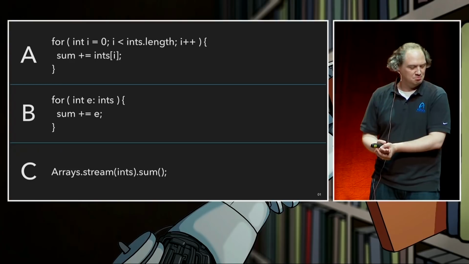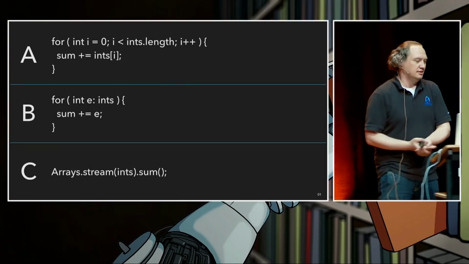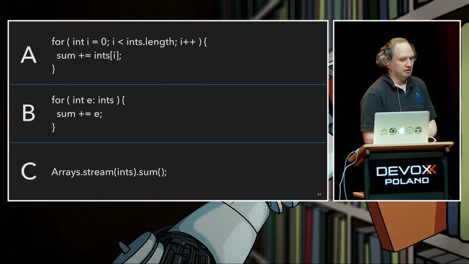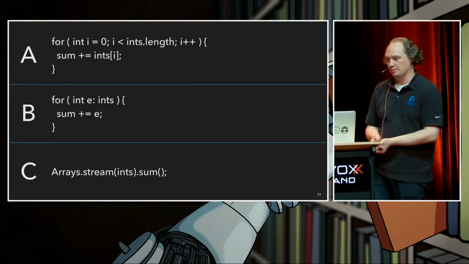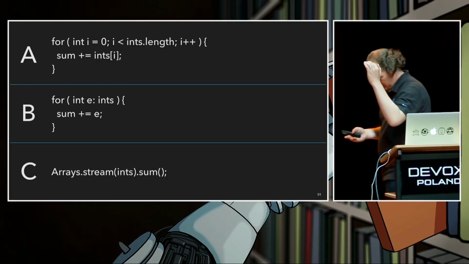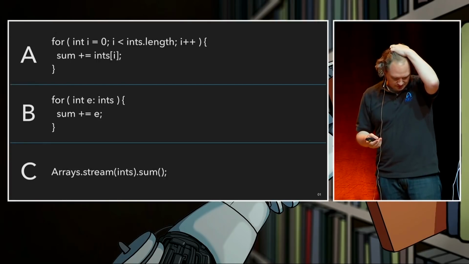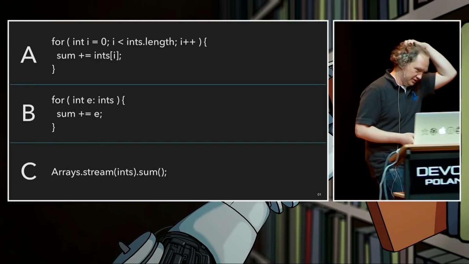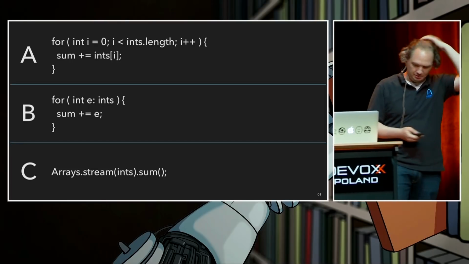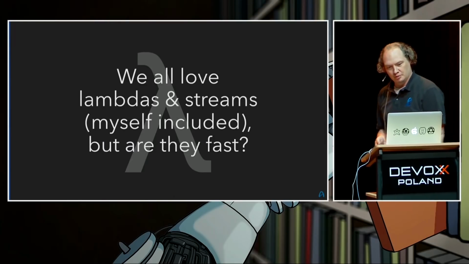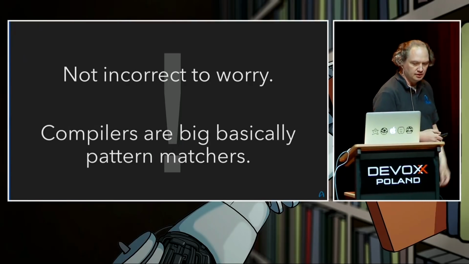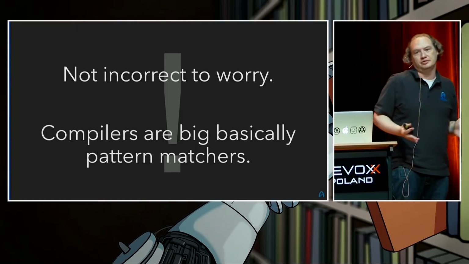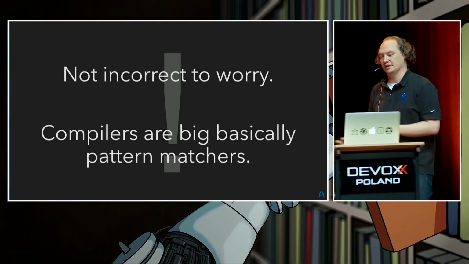That's just mad. But, of course, we all love lambdas, and we really want to know if C is as good or better. If you went to Oleg's Graal talk earlier, then you'll know that, unfortunately, the answer is no, but Graal is doing better. But we're going to come back to that a little bit later. The unfortunate truth is you're not incorrect to worry about this sort of thing.